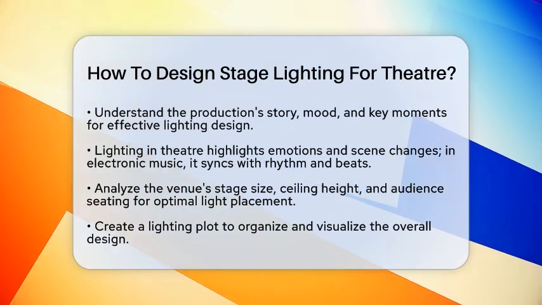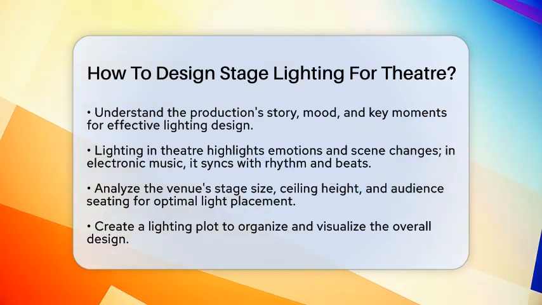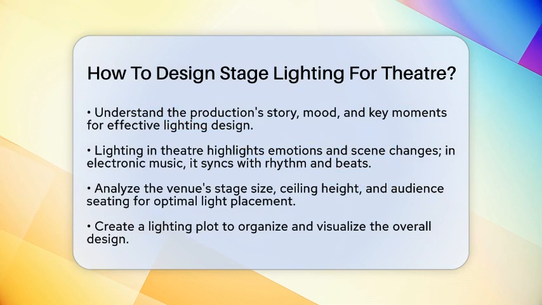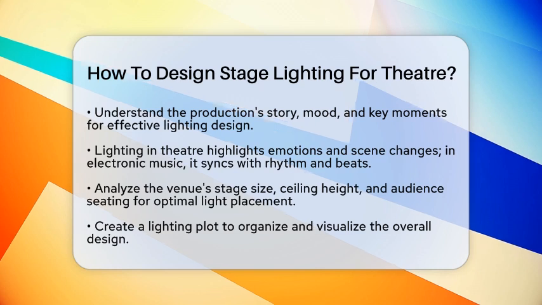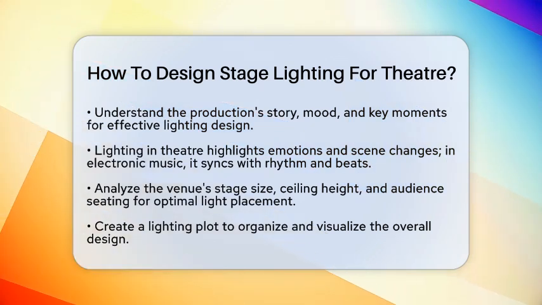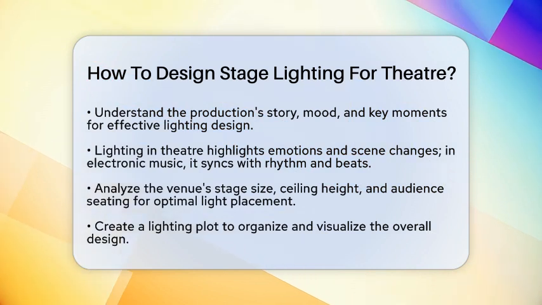Next, analyze the venue. Look at the stage size, ceiling height, and where the audience will sit. This information helps you decide what types of lights to use and where to place them. Creating a lighting plot is essential. This is a detailed plan showing where each light will be positioned. It helps keep everything organized and gives you a visual of the overall design.